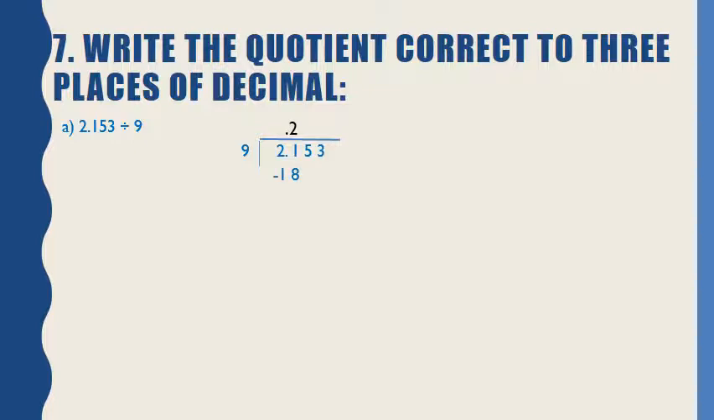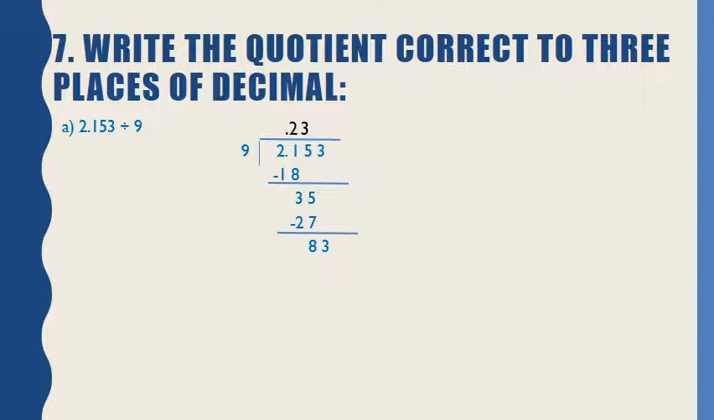So 9 2s are 18. So we will write after the decimal point, we will write 2 in the quotient, and 21 minus 18 is equal to 3. And now we will carry down 5. It will become 35, and we will divide 35 by 9. So 9 3s are 27. Now again we will subtract 27 from 35, and in the quotient we will write 3. So 35 minus 27 is equal to 8, and now we will carry down 3.